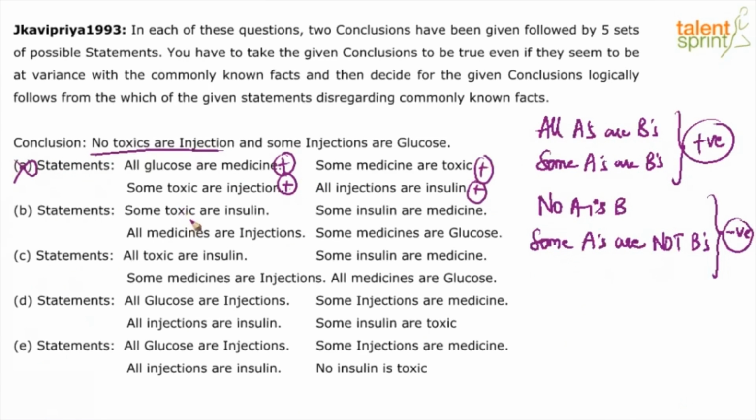Similarly, option B: positive, positive, positive, positive, cannot be the answer. Option C, positive, positive, positive, positive, cannot be the answer. Option D, positive, positive, positive, positive, cannot be the answer. Option E, positive, positive, positive, and negative. You see, and this is what has made the first conclusion to be true. No toxic are injection. So option E is the answer.